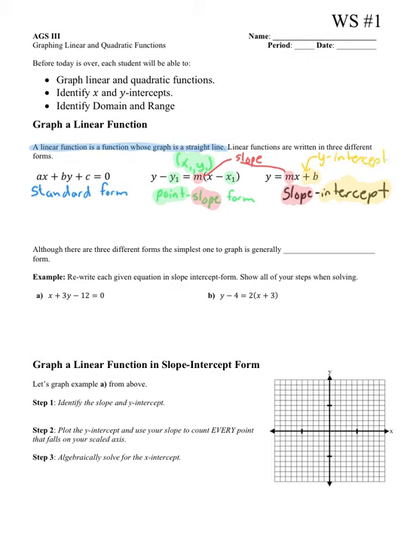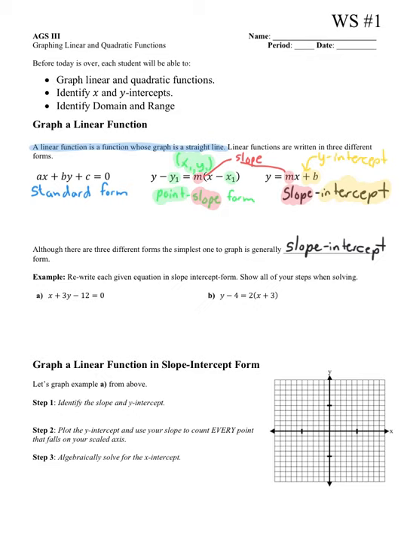So standard form is not really useful at all. It's just that sometimes we have the x and the y on the same side of the equation. Point slope form tells you a point and the slope, which is awesome. You get one point on the line and the slope of the line. Slope intercept form tells you the slope and the y-intercept. Although there are three different forms, the simplest one to graph is generally slope intercept form. You can graph point slope form as well, but slope intercept is a little easier because one of your first points is going to be the y-intercept.